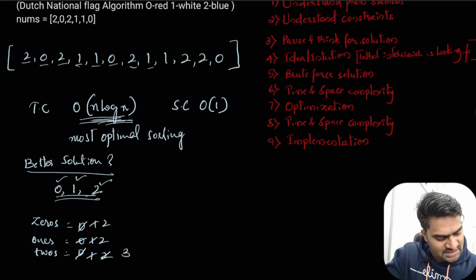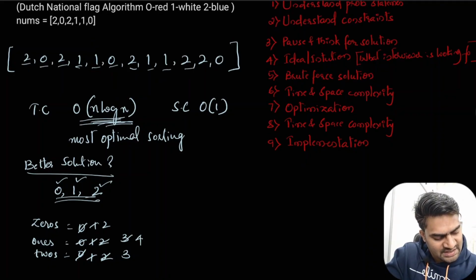Next number is 1. So I will increment it to 3. Next number is again 1. So I will increment it to 4. Next number is 2. So I will increment it to 4. Again next number is 2. So I will increment it to 5. Next number is 0. So I will increment this to 3.